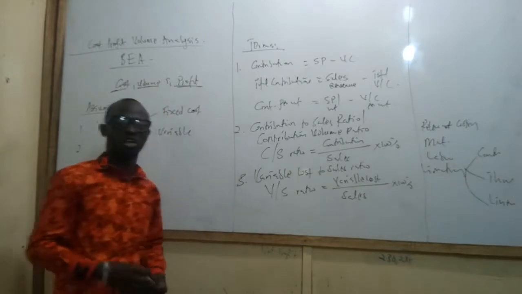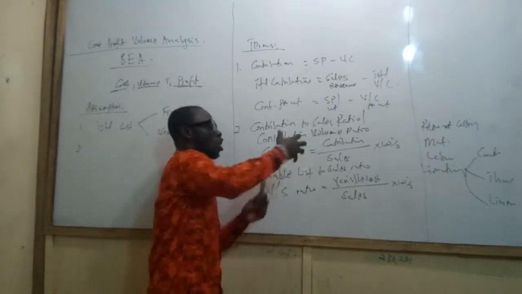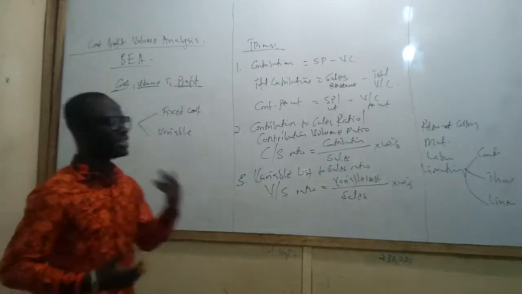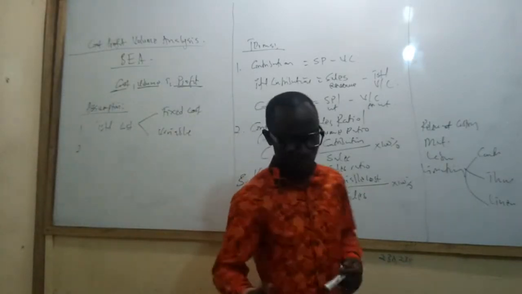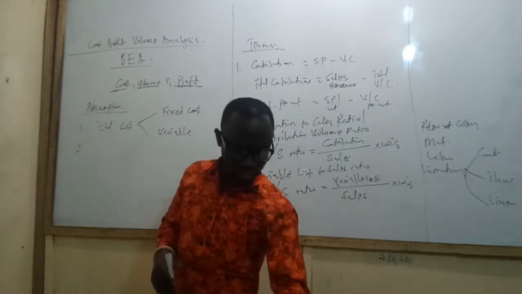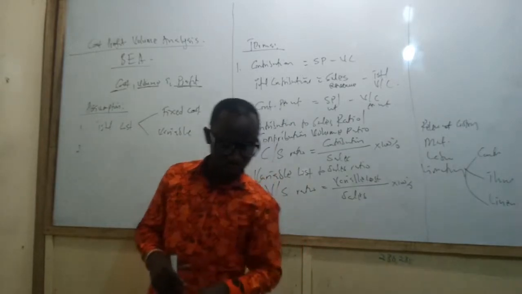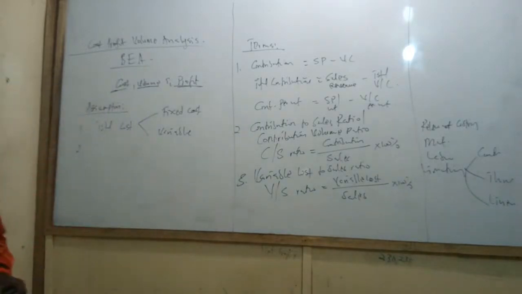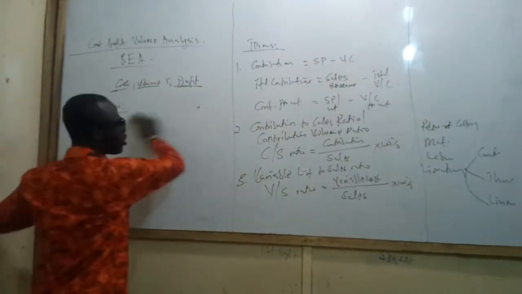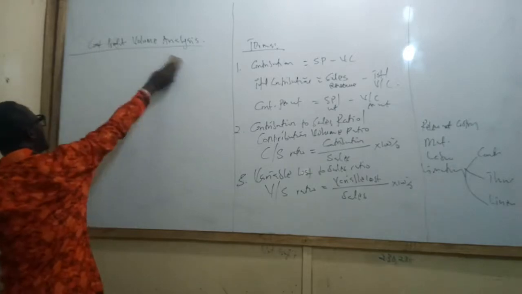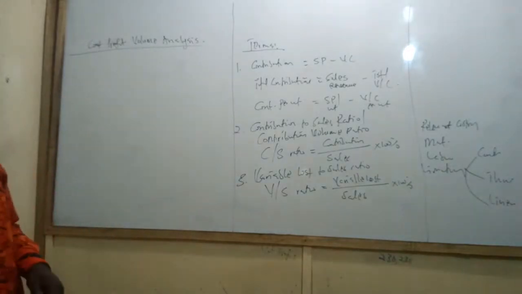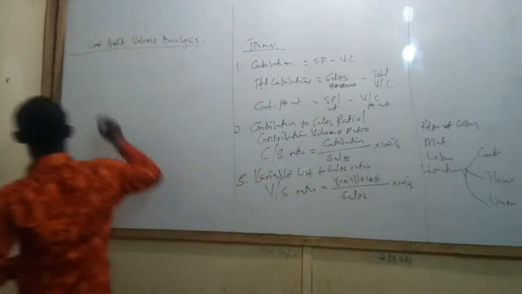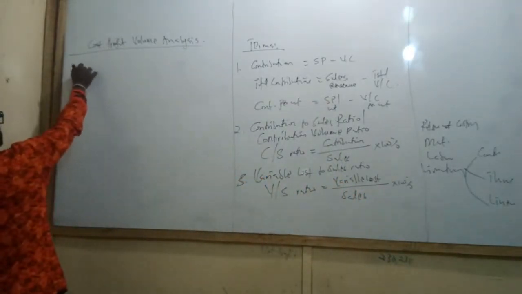Looking at the portion of the sales that can cover your variable cost, thereby determining whether you have a positive contribution or a negative contribution. So contribution to sales ratio, and then variable cost to sales ratio. Next one, break-even point.